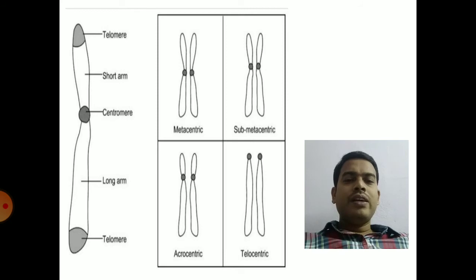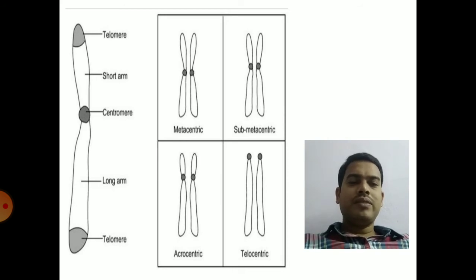While going into the topic, this is the structure of a chromosome. The chromosome will have two arms, and a centromere is present at the center. In this chromosome it is not at the center, but in general it is present at the center. It is called a metacentric chromosome. At the end of the chromosome there are special structures called telomeres. So this is the basic structure of the chromosome: a centromere is present, two arms are present, and at the end telomeres are present.